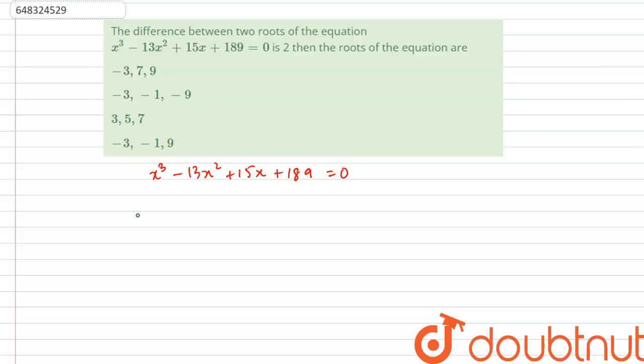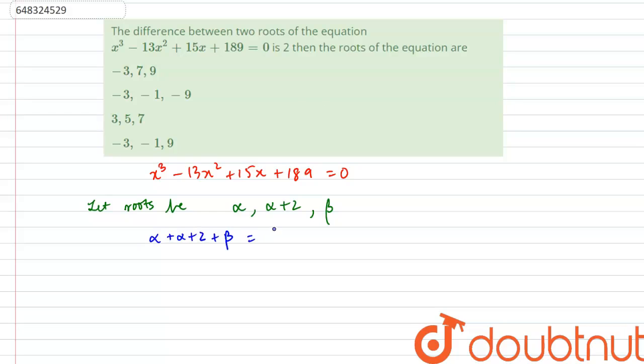So let roots be, let us say alpha, then the other root will be alpha plus 2 because the difference between two of the roots is 2. So if one is alpha, the other has to be alpha plus 2, and let us call the third root as beta. We know from the property of cubic polynomials that their sum of roots, right? Alpha plus 2 plus beta.